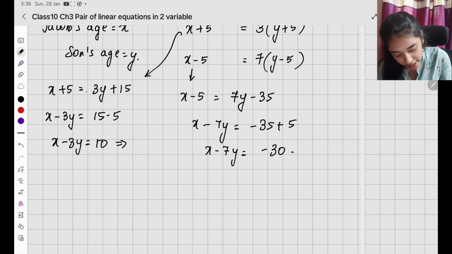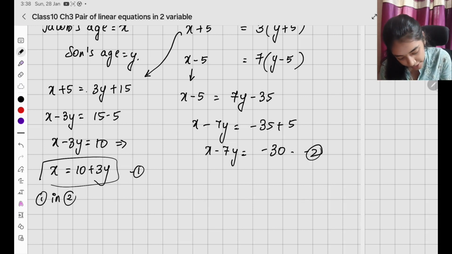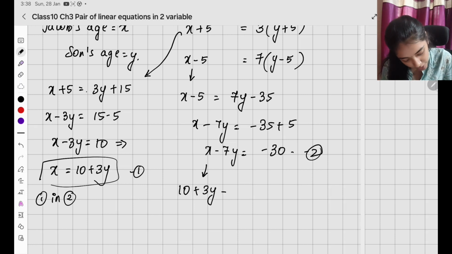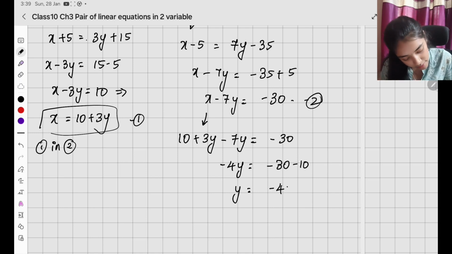So from this I can write x equals 10 plus 3y. So this is equation number 1. This is equation number 2. I can substitute 1 in 2. I have x value in 10 plus 3y minus 7y equals minus 30. So 10, 3y minus 7y is minus 4y equals minus 30 minus 10. Okay, be careful with the signs. So you have y equals minus 40 divided by minus 4, which is going to be 10.